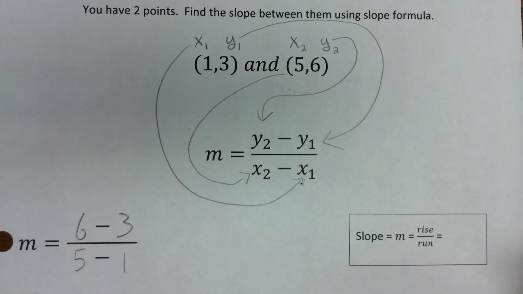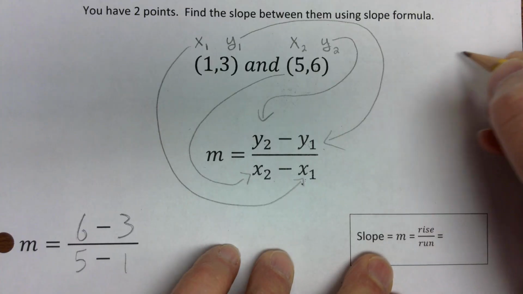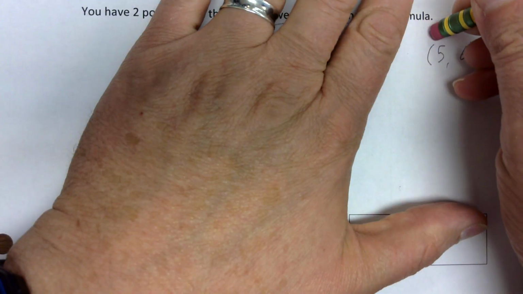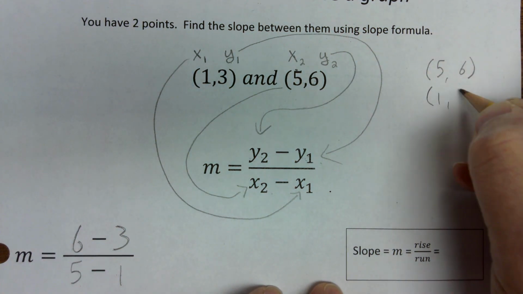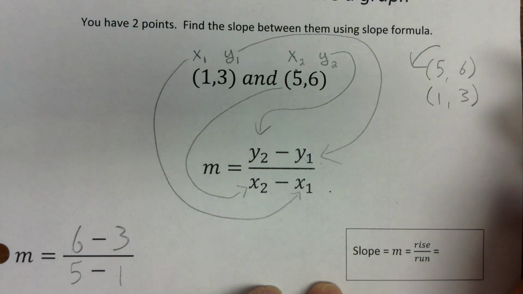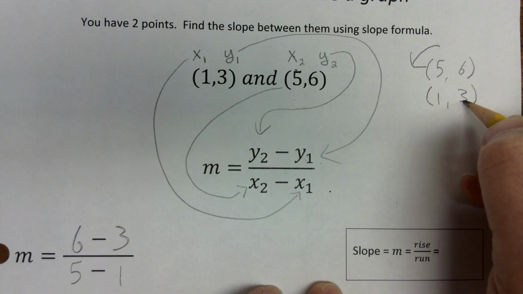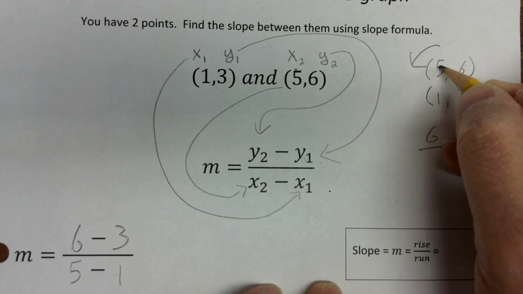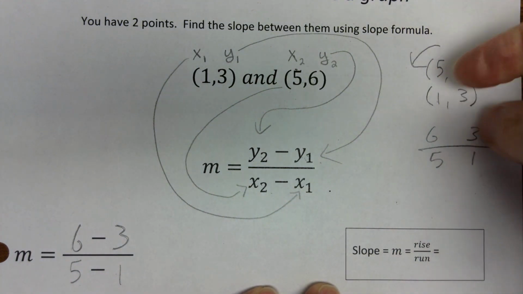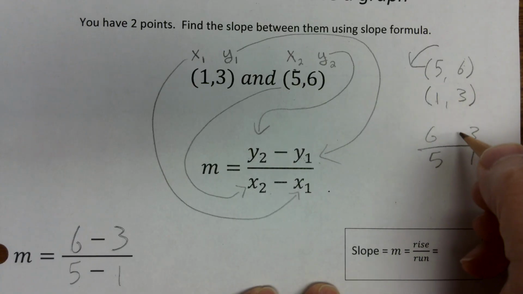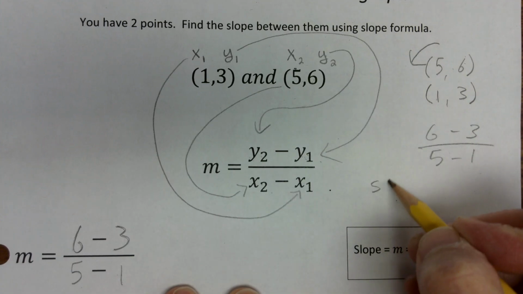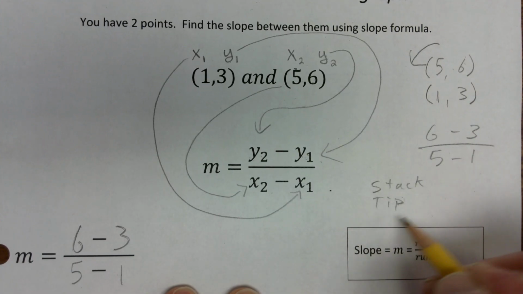Okay. Another way you can think about this is you can stack them up. So I've got 5 and 6 on top, and then 1 and 3 on the bottom. And then I'm going to tip this whole thing over. So then the 6 and the 3 will be on top. Okay. And then the 5 and 1 will be on the bottom. As it tips, the 6 and the 3 stay on top, the 5 and the 1 go on the bottom, and then you just subtract them. So the idea is you stack them, you tip them, and then you subtract them. So stack, tip, subtract.